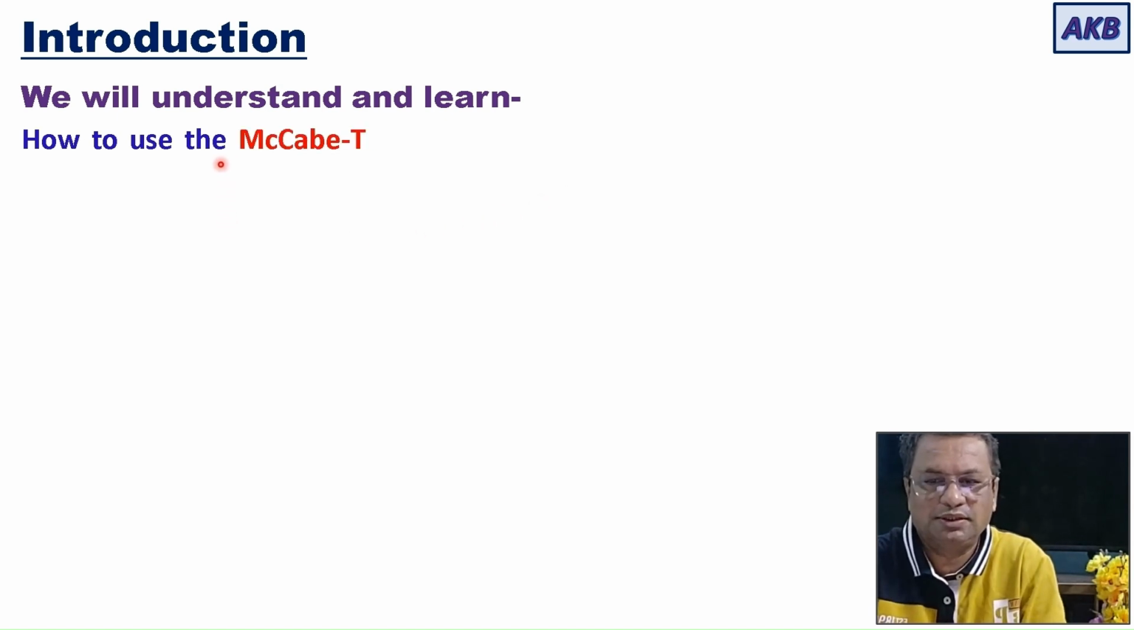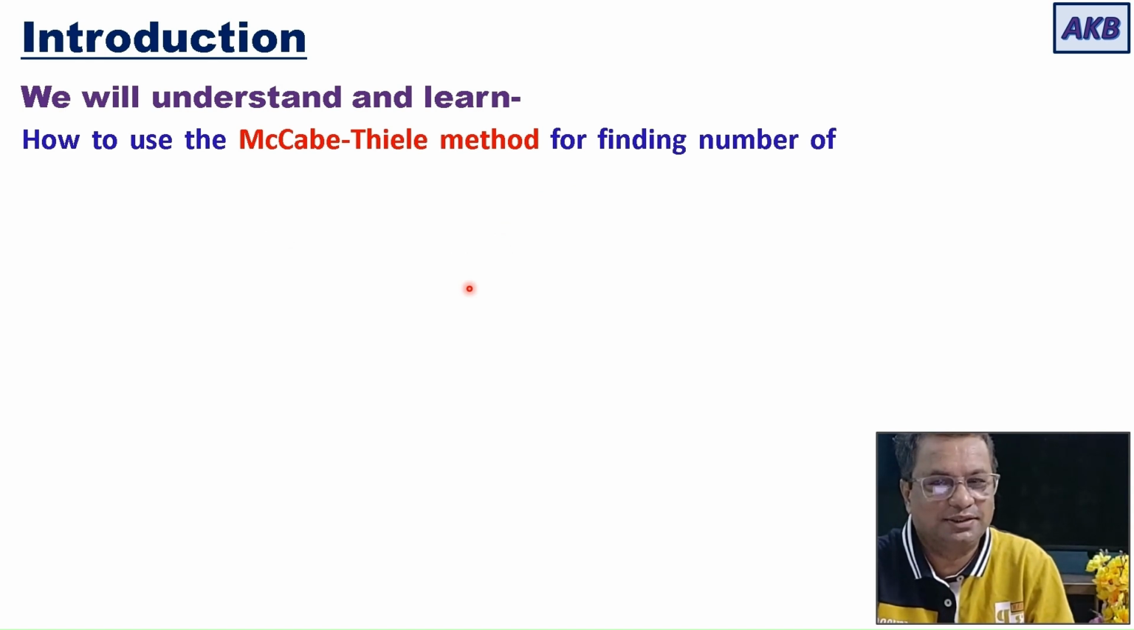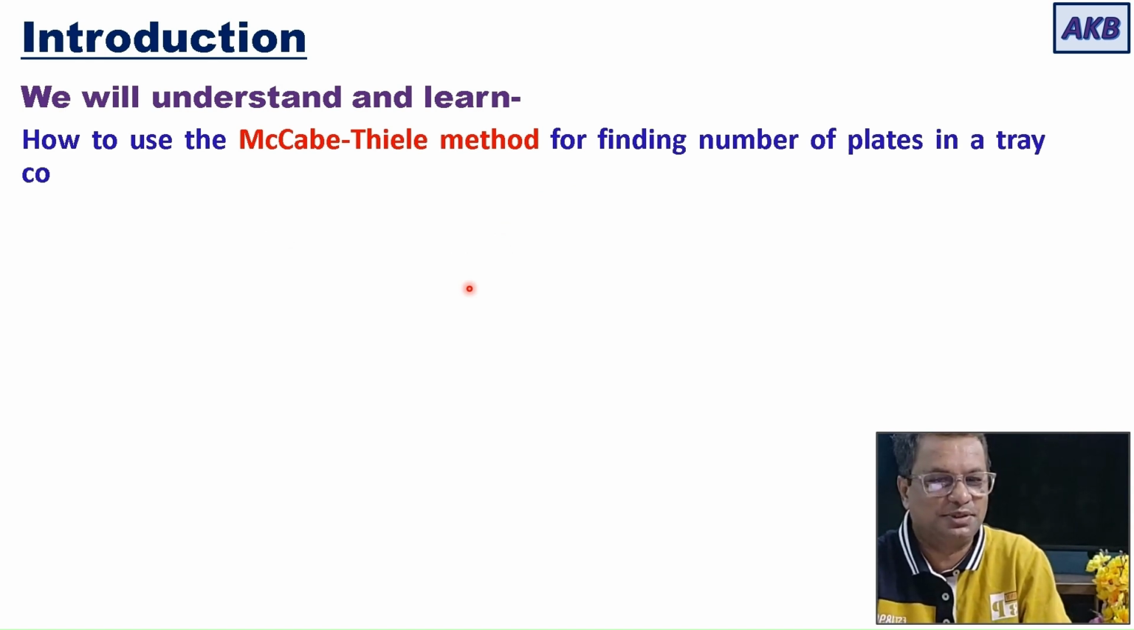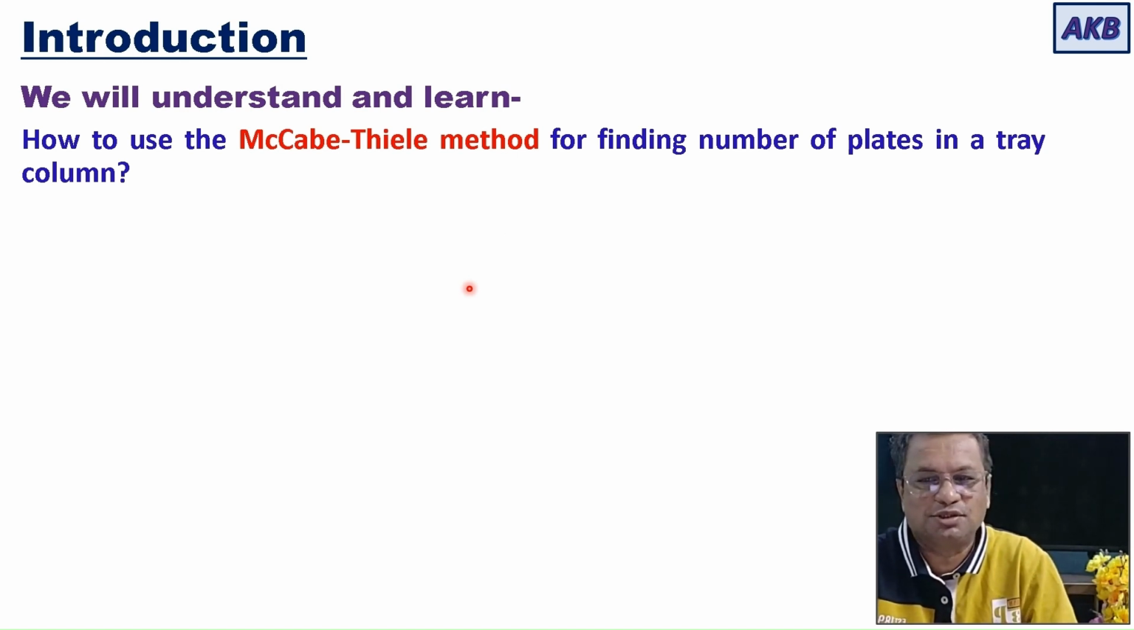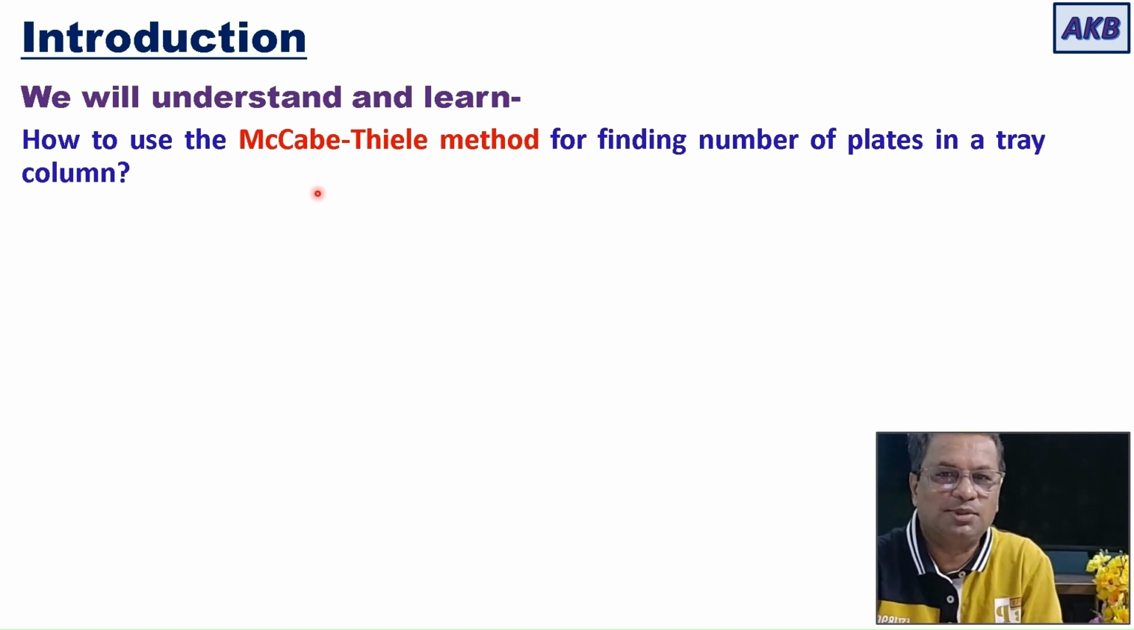So now you will learn how to use the McCabe Thiele method for finding the number of stages in a typical tray column. At the end of this discussion, you'll be able to find the number of stages in a typical tray column by using the McCabe Thiele method.